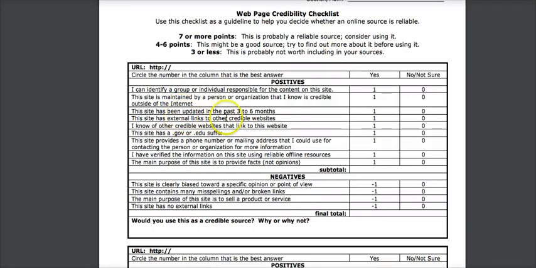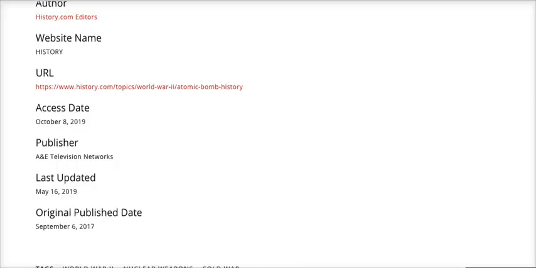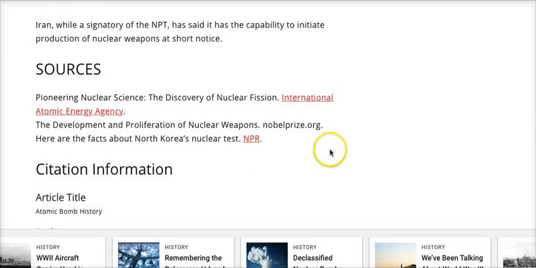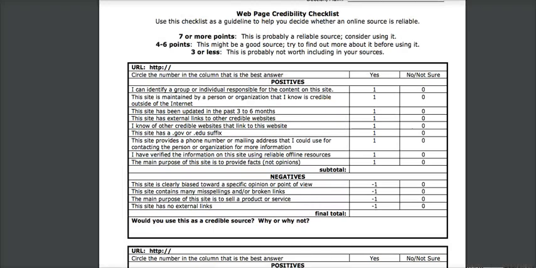It has external links to other credible websites. Okay, well, I'm going to scroll up a little bit because often the history.com sites have like a sources section. The International Atomic Energy Agency, that's a credible source. Also, NPR, which is a national public radio, is a credible source. So it links to other sources externally, not within the history.com area, that I know to be credible.